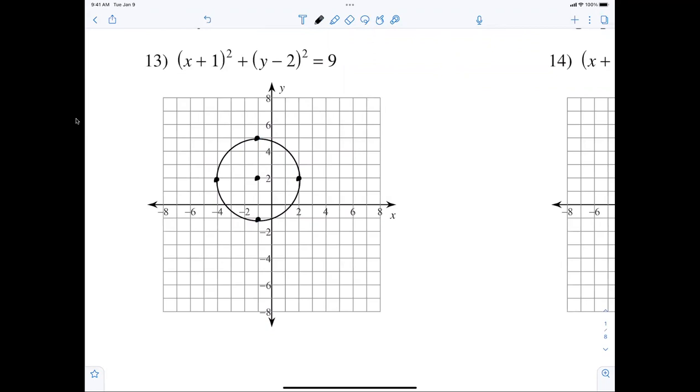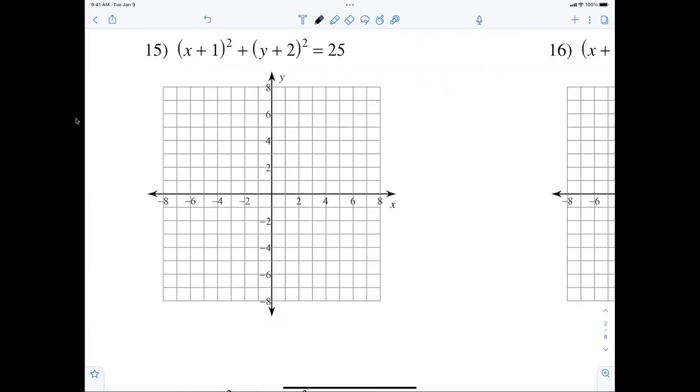Again, if you want, you can write down the center is (-1, 2), and the radius is 3. Anybody have any issues with that? Super easy. All right, let's knock out 15.